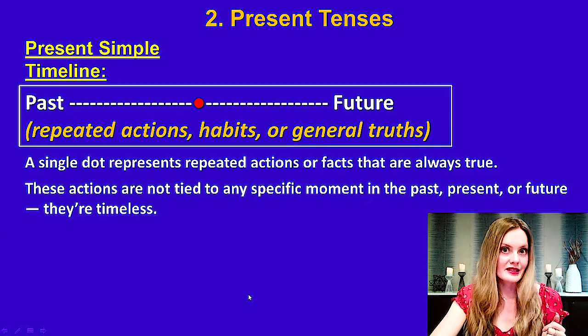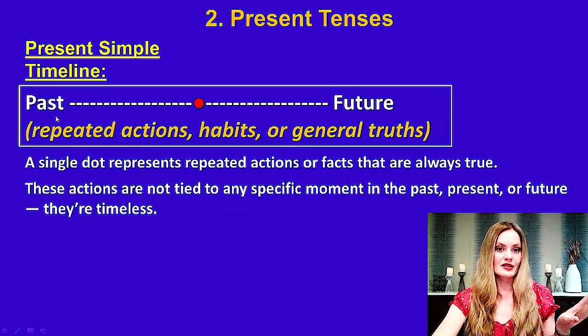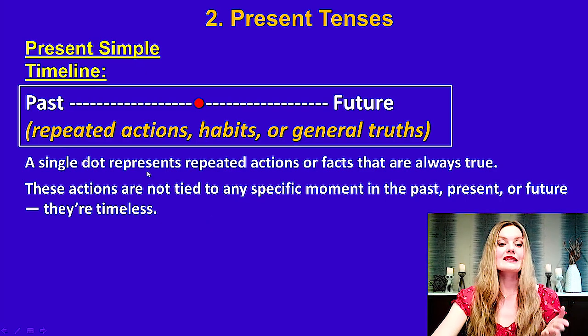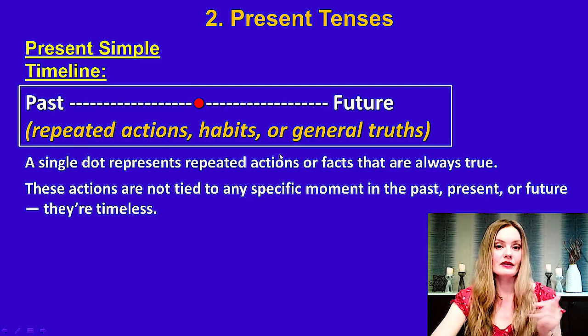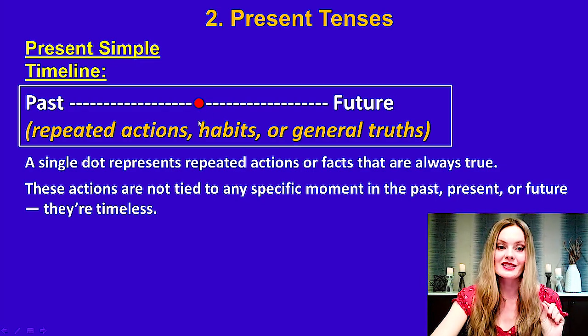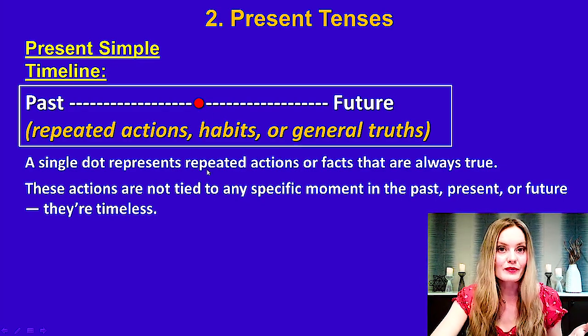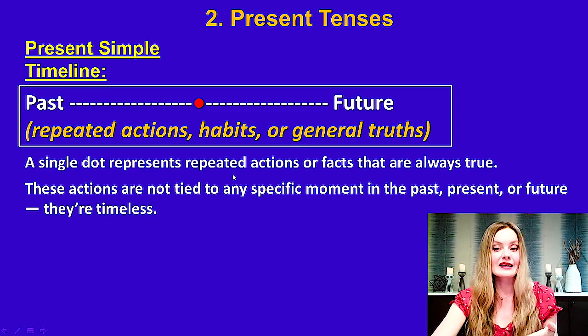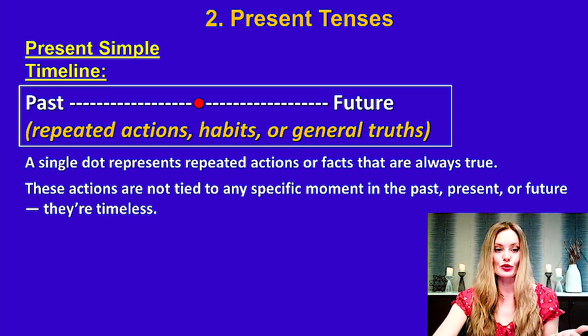Let's take a look at this timeline. We have past, then we have present in the middle, and future. So a single red dot here represents repeated actions, habits, or general truth. One more time. A single red dot represents present simple. So it represents repeated actions or facts that are always true.